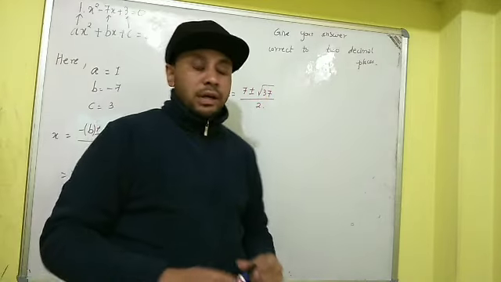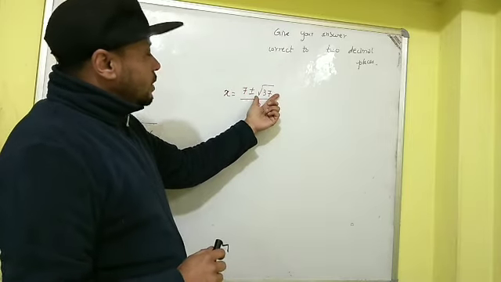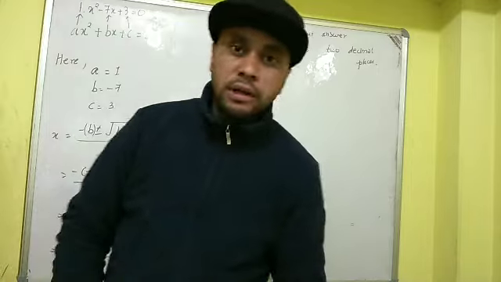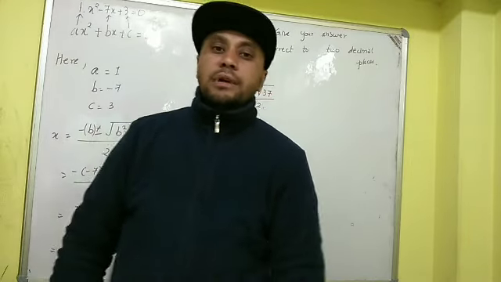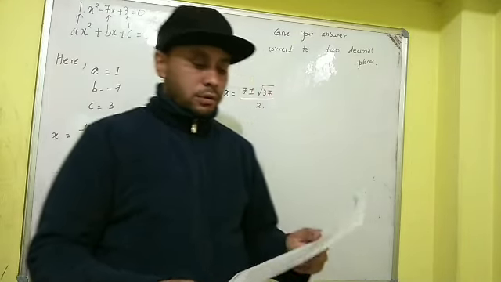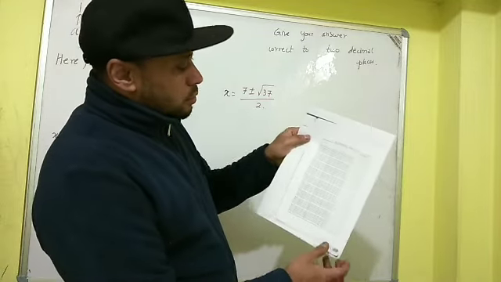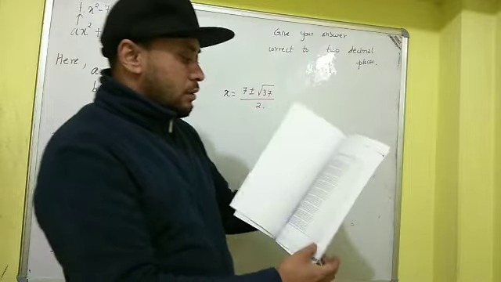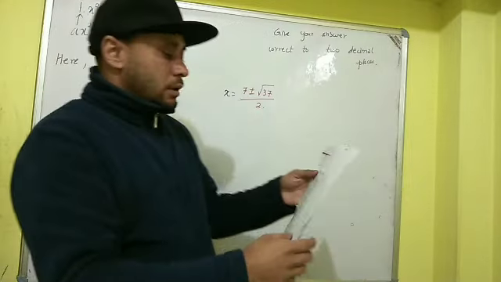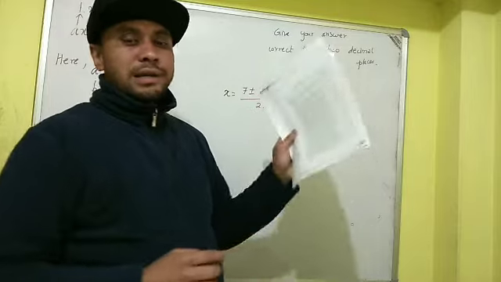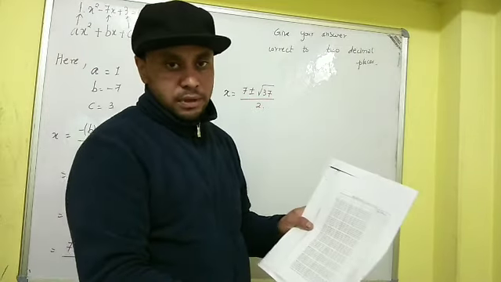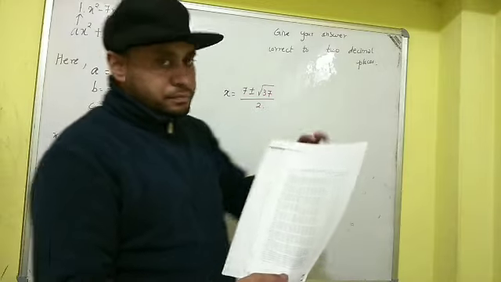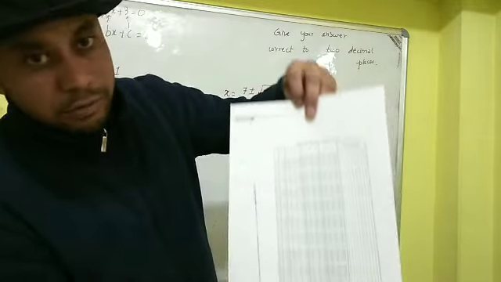37 is not a perfect square, so we need the value of root 37. So how to do this? You no need to worry. In ICSE you have to ask the table for the roots. In ICSE you get the roots from 1 to 100. So what you need to do is you just ask the table for root, and you just have to find the value, the square root.